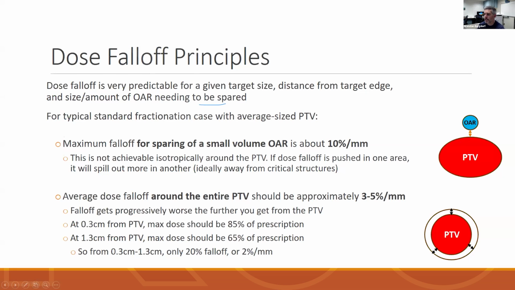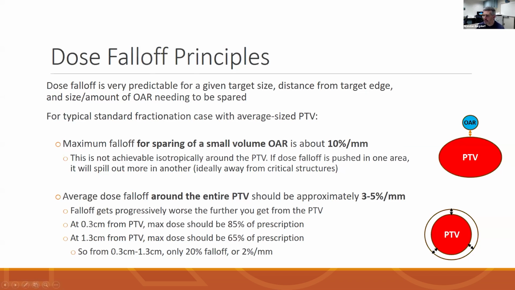And then when it comes to average dose fall-off around the entire PTV, that will be approximately 3 to 5%. Like we said in this example, if you're really pushing the dose fall-off here to 10% per millimeter, it's likely going to spill out more in other areas, and it may bow out here or here. But if you're just trying to contain the dose around the PTV uniformly, you should be able to achieve this 3 to 5%.